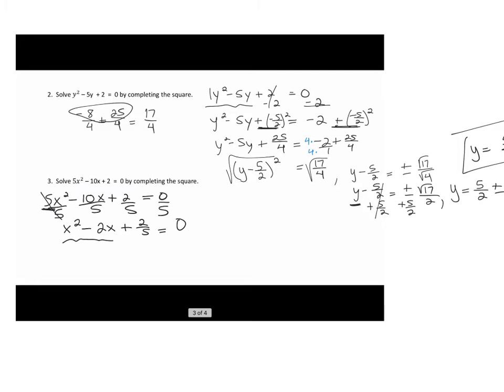Then we want the variable terms to be the only terms on the left side, so let's subtract 2/5 from both sides. Then x squared minus 2x, leave a space, equals 0 minus 2/5, which is negative 2/5. So now we're going to add the same term to both sides, which is completing the square here. So half of negative 2 squared.